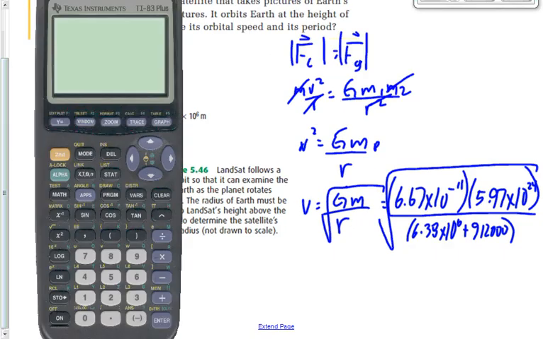Okay, let's pull up the calculator again. Let's say we've got 6.67 times 10 to the minus 11 times 5.97 times 10 to the 24. Let's divide that by, let's use some brackets here because we've got to add some numbers before we square it. 6.38 times 10 to the 6 plus 912,000. Let's square that bottom number. We end up with 7.4887. That doesn't sound right. Anybody else get that?